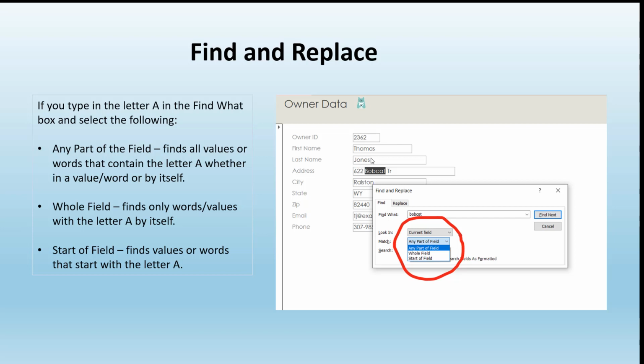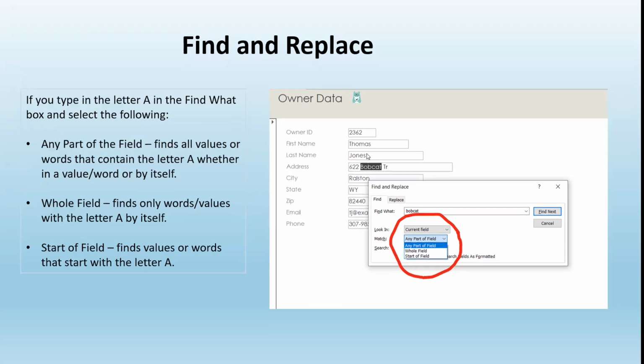Then last, we've got start of a field. So it finds values or words that start with the letter A. So anything that starts with the letter A, it would stop on or find. So it's not just a single letter. It can find any words or any values that you're looking for, including numbers.